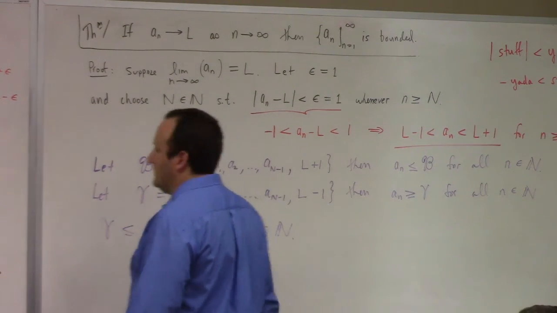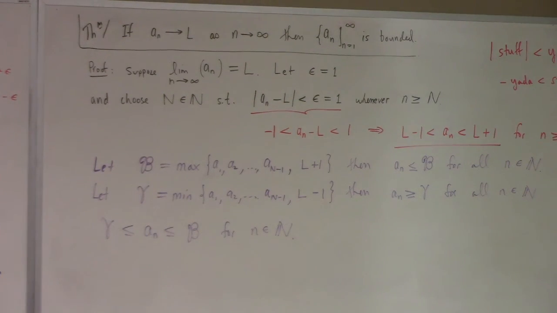And what does that show you? It shows that the sequence is bounded. When we say a sequence is bounded, it means it's bounded above and below. So there you go. Convergent sequences are bounded. If you find a sequence which is not bounded, it's not convergent. There you go.